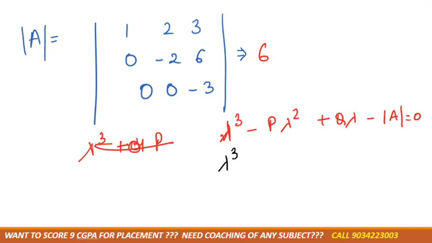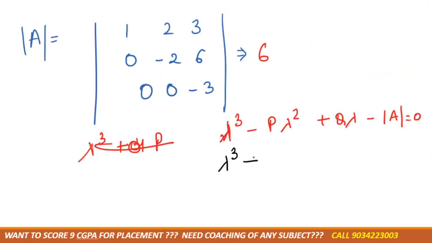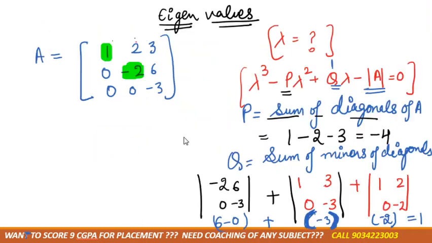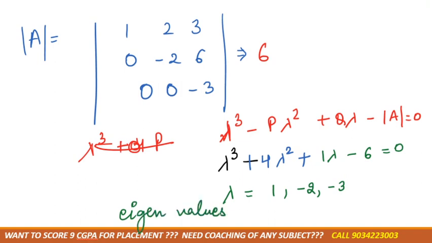So lambda cube will remain as it is. The p value we already calculated, that is minus 4. So minus and minus 4 will become plus 4 lambda square. Then q lambda, q we got as 1. Then 1 lambda minus 6 is equal to 0. If we solve it, we'll get lambda equal to 1, minus 2 and minus 3. So from here we get the eigen values, that will be 1, minus 2 and minus 3.